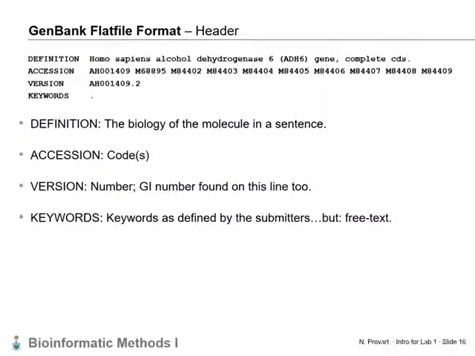Also in the header we have a definition, which is the biology of the molecule in a sentence. We've got the accession codes, version numbers, as well as the GI number that maps to the version. We've got some keywords that have been entered by researchers. Just keep in mind that these are entered on a free text basis, so there's no ontology of keywords that researchers use. There's no standard terminology for keywords. And we also see the segment for multi-exon records.